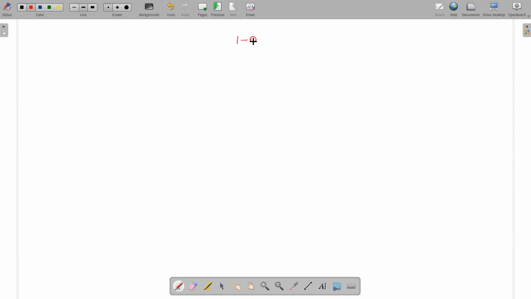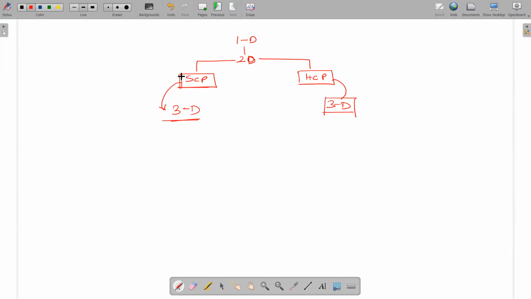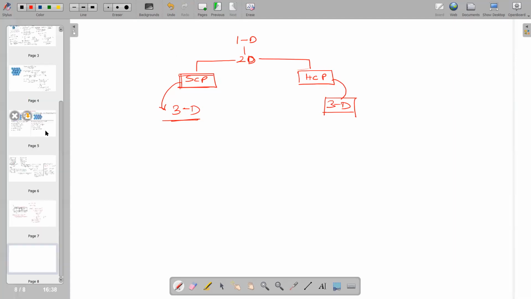We had 1D. From 1D we made 2D, and in 2D we found out there are two cases that can be there: SCP, square close packing, and hexagonal close packing. From here we will take this square close packing and make 3D from this first, and after that we will take the HCP and make 3D structures from it. So let us start with the simple case of SCP, that is atoms under atoms. Let me bring that particular structure here of SCP.